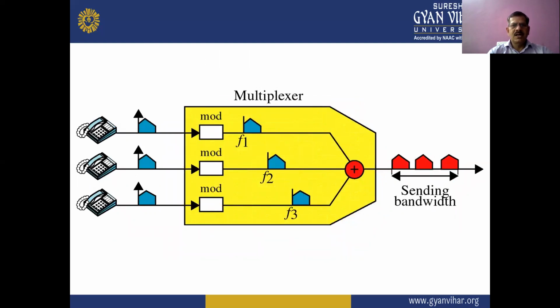And in multiplexing, different modulation techniques are used for the signals of different frequencies F1, F2, F3, and so on. The output of this multiplexer is the output FDM signal that is sent over the channel bandwidth.